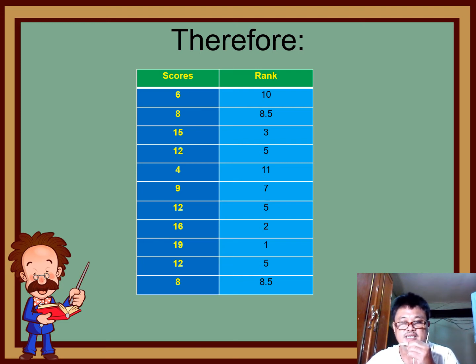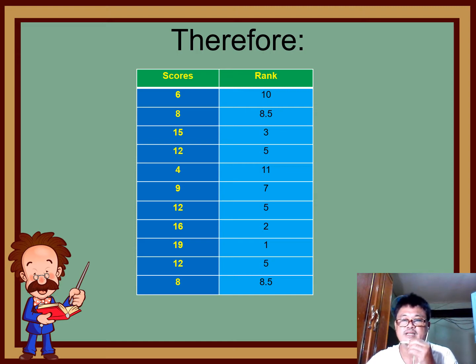Followed by 16, so that is the second. Followed by 15, that is the third, and so on and so forth. So, you're just going to write the correct ranking of the scores here. So opposite the score 19 is its rank 1, and so on and so forth.